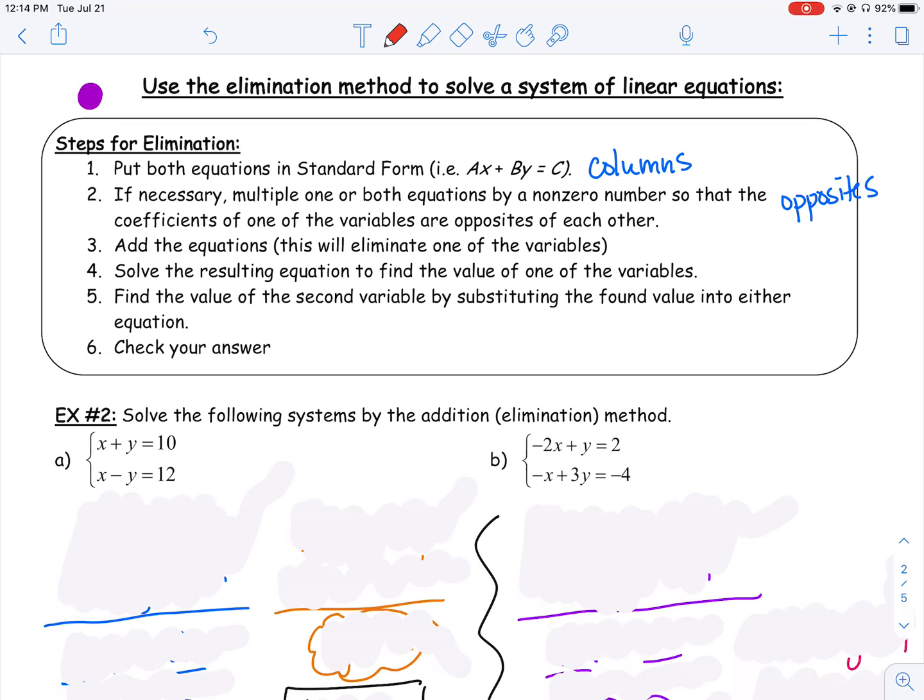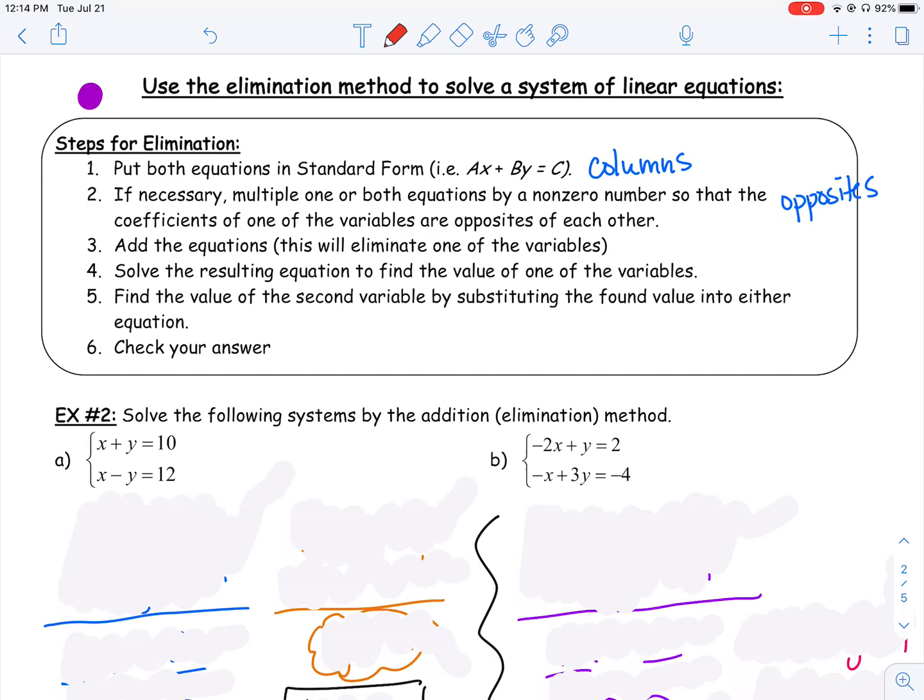Number one, we want to put both equations in standard form. We want the x to be first, plus the y, equal to the number. We want to put them in columns. We want all the x's underneath each other, all the y's underneath each other, all the equal signs underneath each other, and all the numbers underneath each other. So you may need to rearrange things a little bit at first.